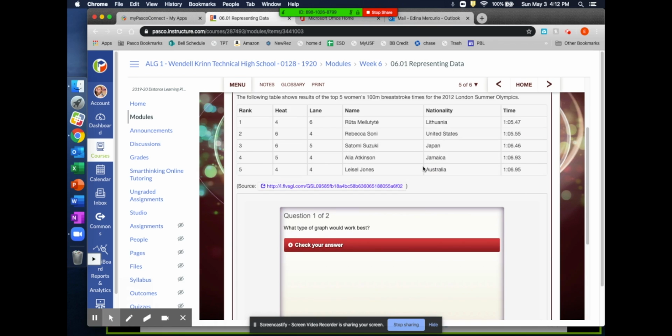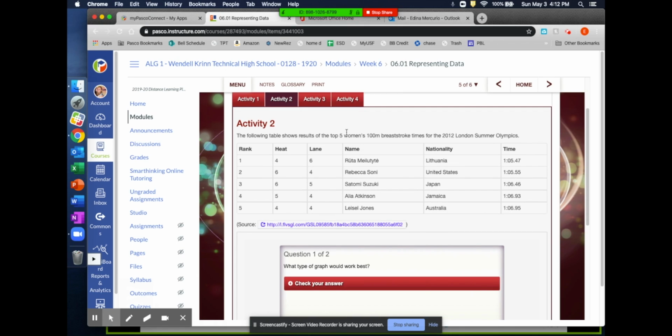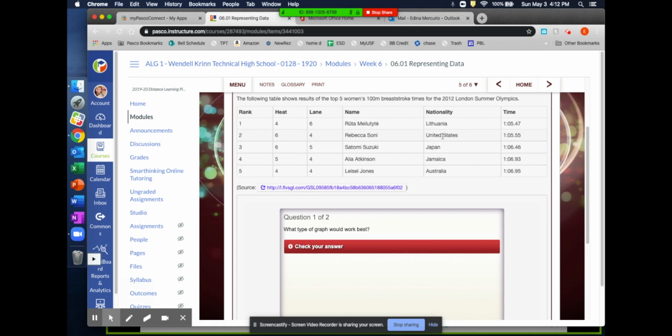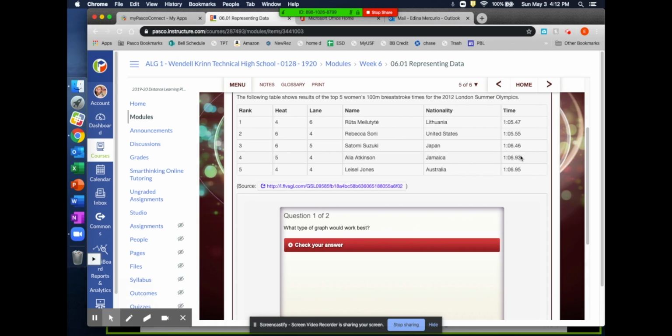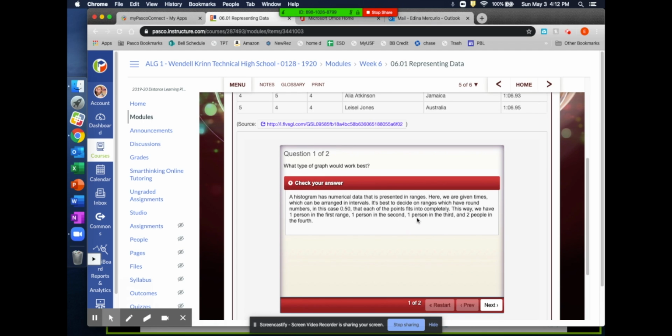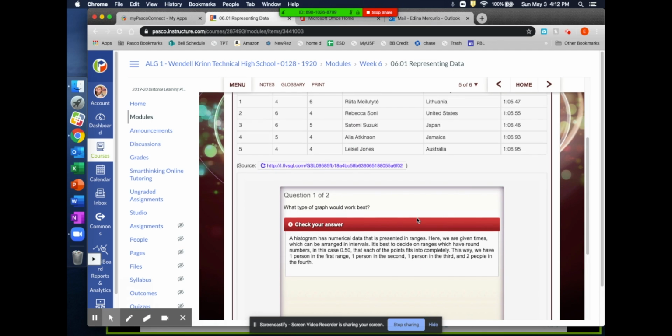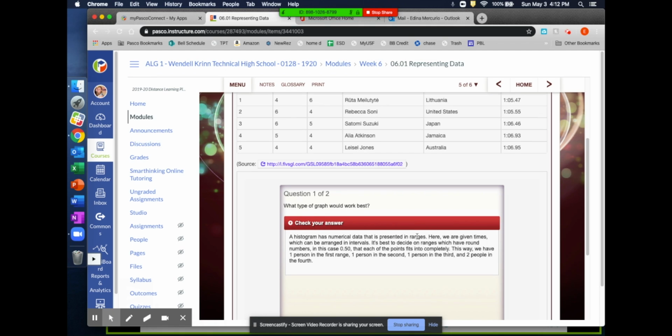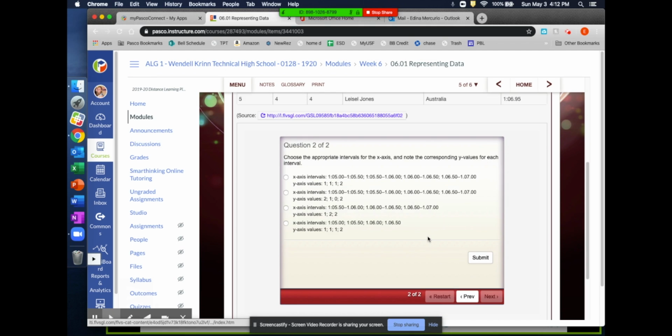Activity number 2, let's see, we're talking about swimmers at the Olympics. They have their different times. It says, what type of graph would work better? Well, it's numbers. This is going to be quantitative data, so I'm going to go with a histogram, definitely. And we go from a minute 5 seconds and 43 milliseconds up to a minute 6 seconds and 95. So it looks like each bucket, it tells us, is going to be about 50 seconds, or not 50 seconds, actually, 50 milliseconds. And so we're looking for the appropriate intervals.